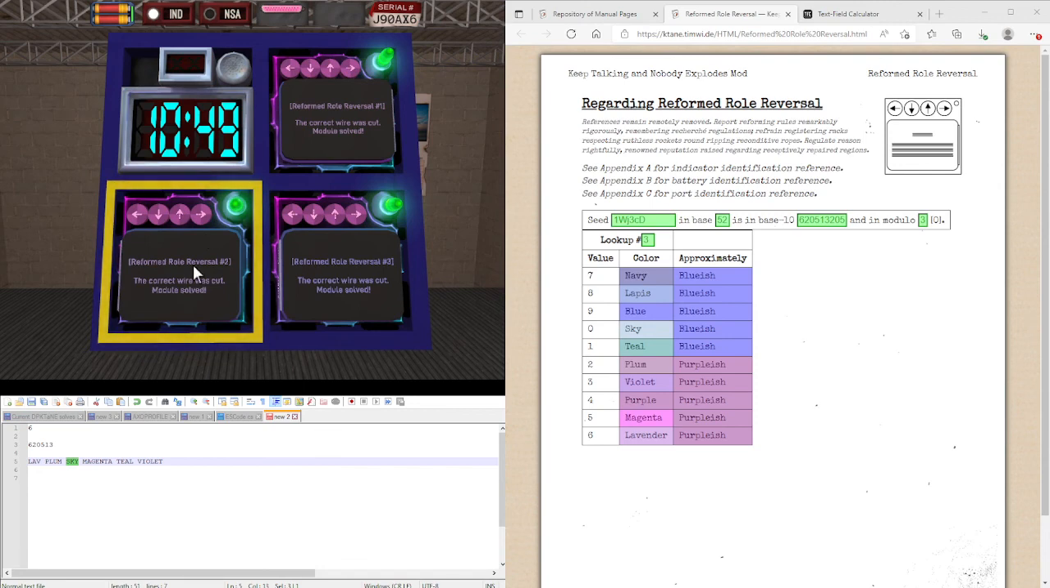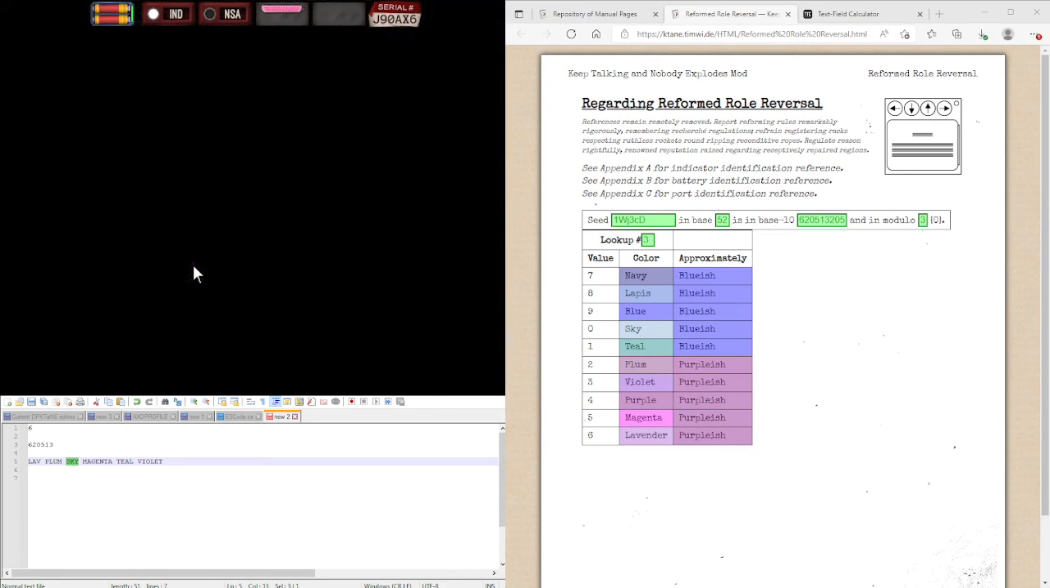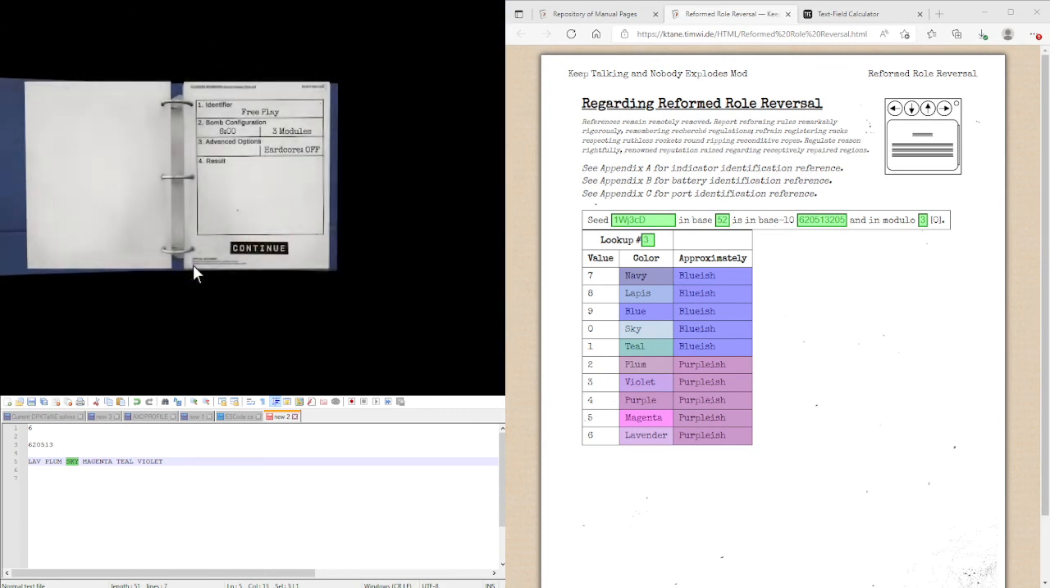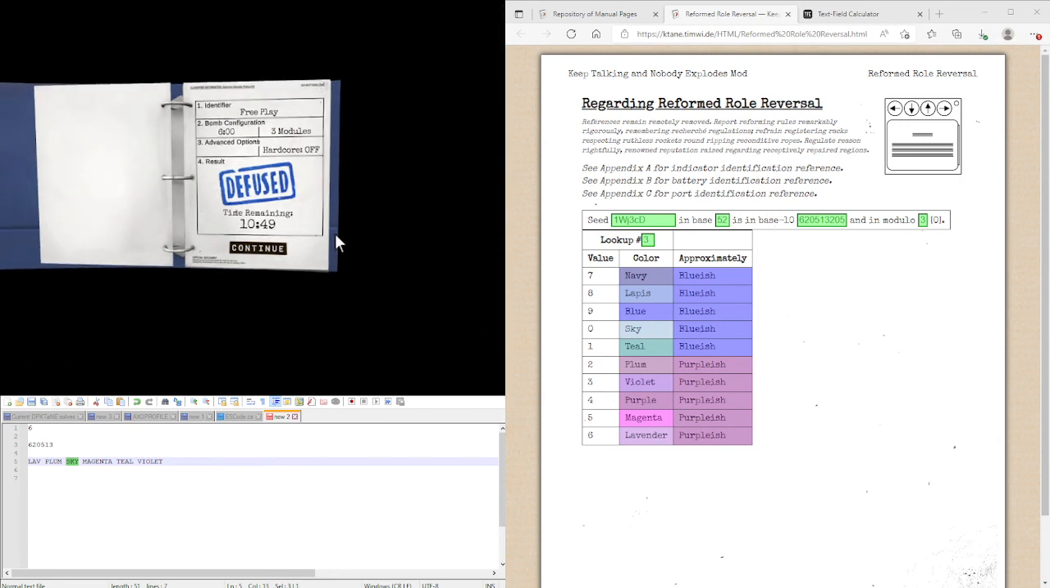So I hope you have a better idea of how to solve Reformed Role Reversal. Granted, this module is a lot more difficult than the regular Role Reversal because, if I recall correctly, Role Reversal's rules don't change between modules. But these ones will change every time. So just take it slow, be careful with any of the rules, just in case append included is broken, or you're appending to the right or the left.